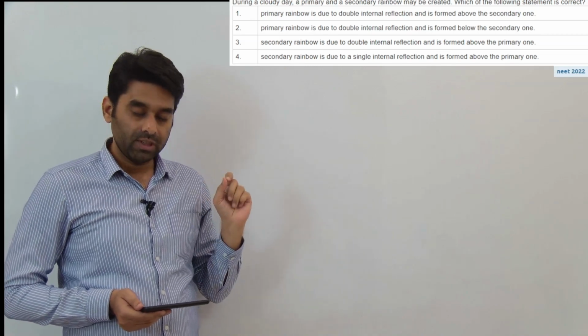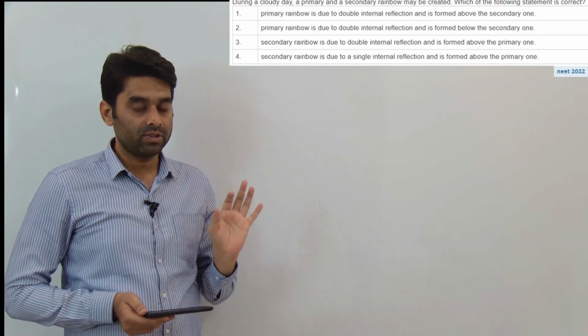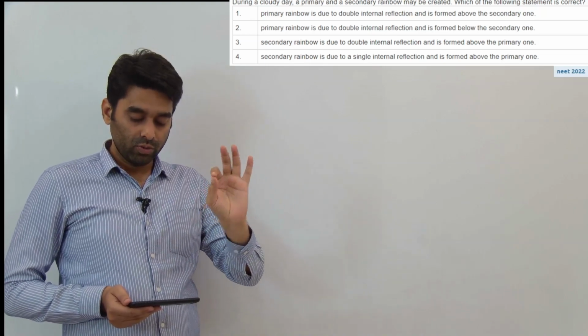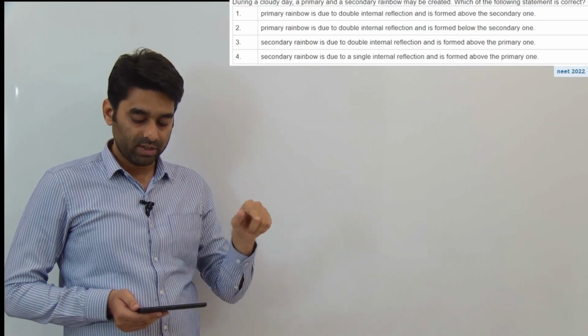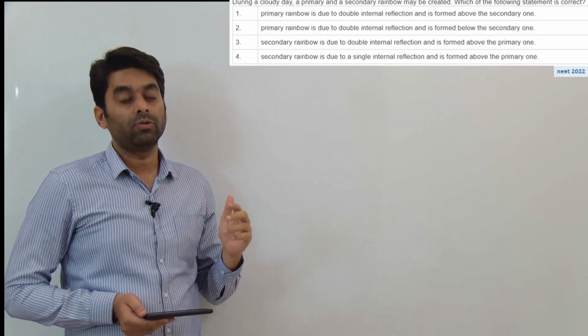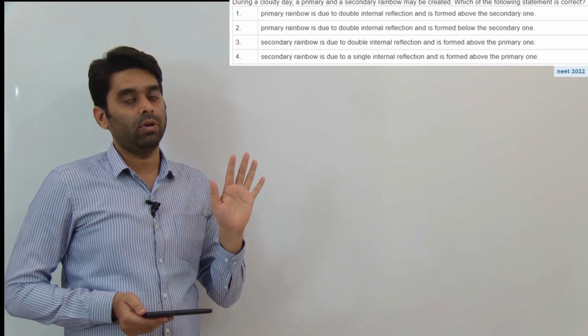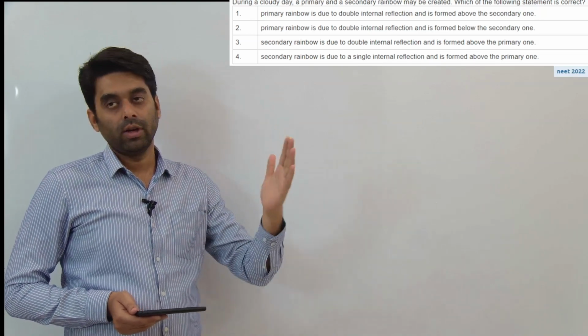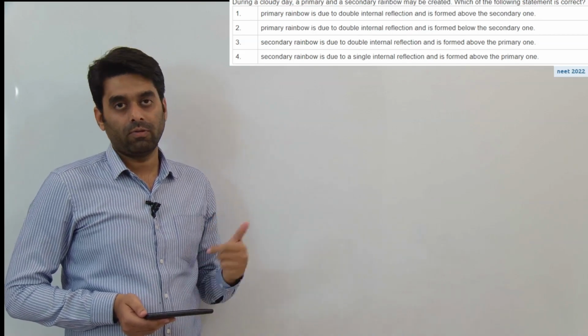So now if you check, option number 3 is the one. In option number 3, correct information is given. Secondary rainbow is due to double total internal reflection, and it is formed above the primary one. So the third option is our correct answer, right? It is a theoretical, factual question. We have to keep the factual information in mind, which is purely NCERT based. Fine, let us move ahead.